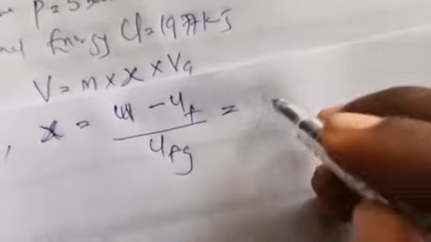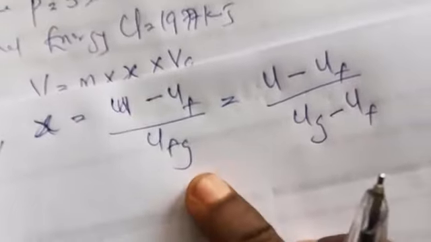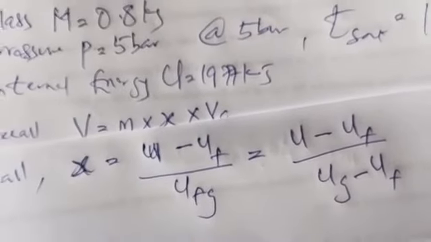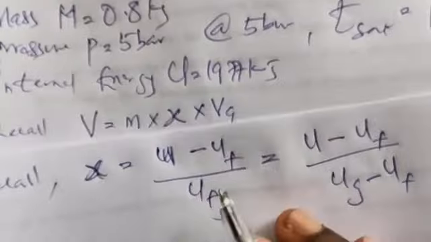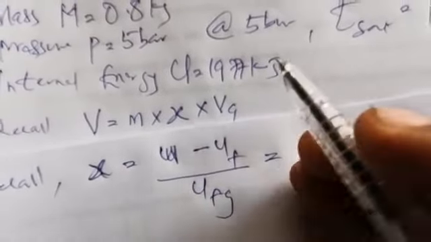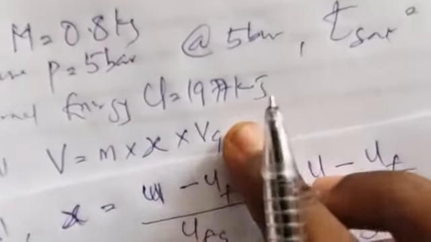So this equation can also be written as U minus UF all over UG minus UF, because UG minus UF simply gives us UFG. So all we need to do now is, first of all, the internal energy that was given to us is total. So we need to convert that internal energy to specific internal energy.